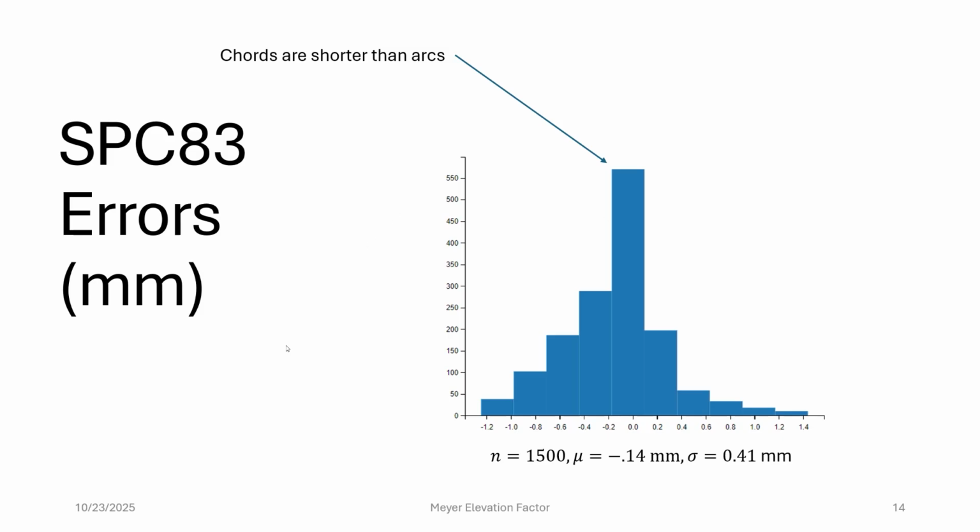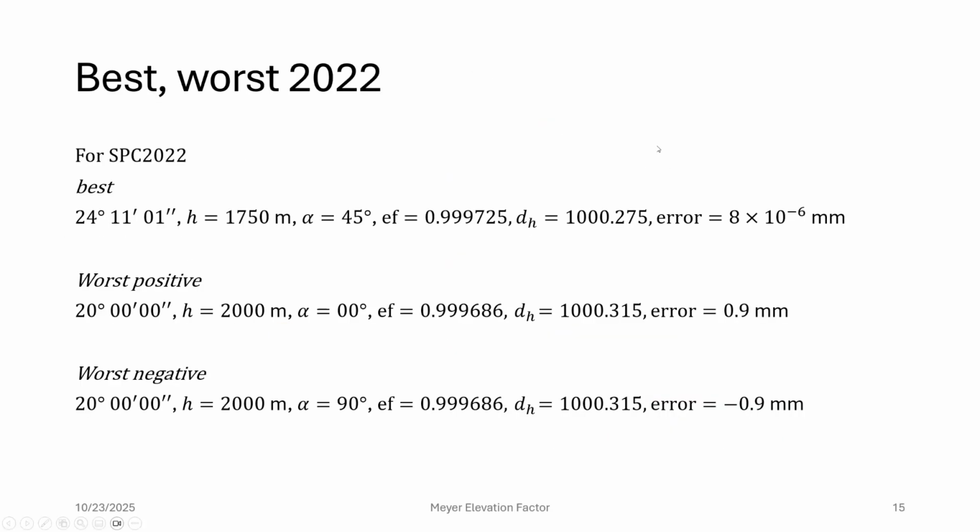All right, so in short, the elevation factor is a very good approximation. It's going to reduce our slope distances down to the ellipsoid effectively, but it also might be interesting to take a look at the winners and the losers. So let's see, where was the performance the best and where was it worst for the state plane 2022 method using Gaussian radius of curvature?